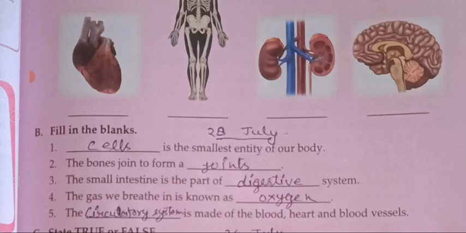Last number is the circulatory system is made of the blood, heart and blood vessels. Full stop.